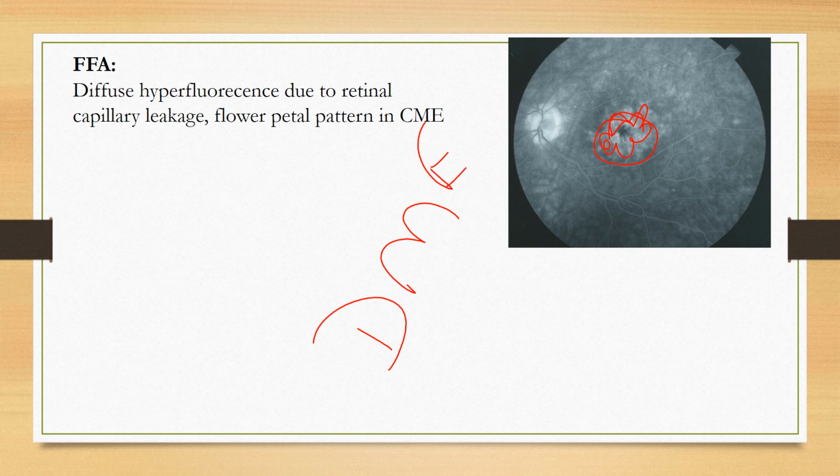So what is happening here is, here there is not much pooling, whereas here there is so much of edema. That's why there is hyper reflectivity around the macula.